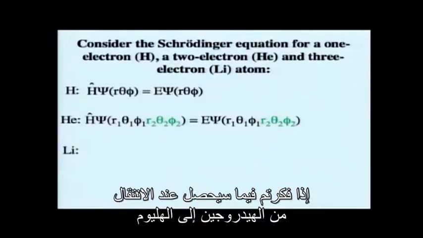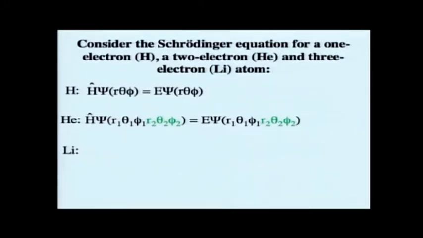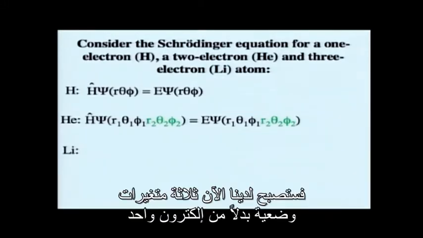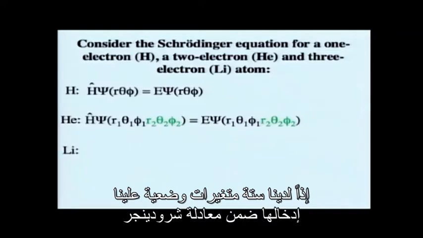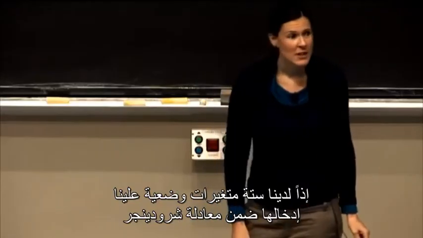If you think about what happens when we go from hydrogen to helium, now instead of 1 electron, so 3 position variables, we have to describe 2 electrons. So now we have 6 position variables that we need to plug into our Schrodinger equation.